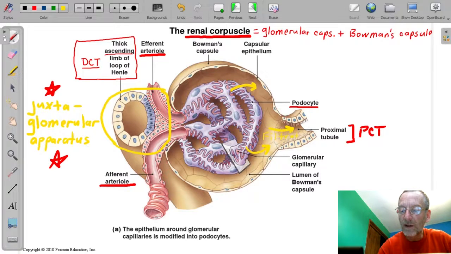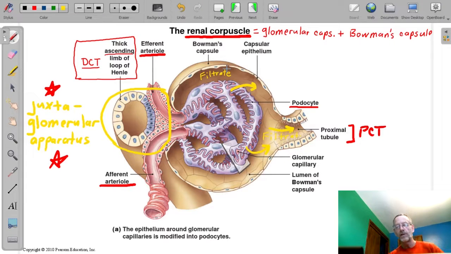The yellow isn't showing up well. Maybe I'll write it up here also. This is fluid that was forced out of the blood. And it is going to flow through the tubular system. It contains glucose, amino acids, everything else. We'll come back to that.